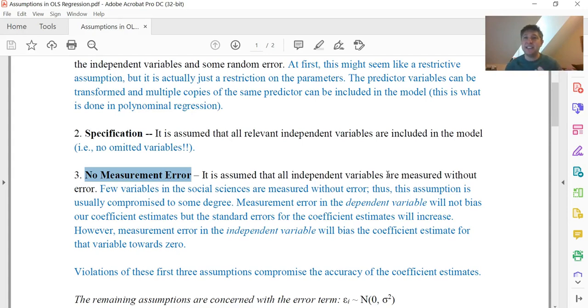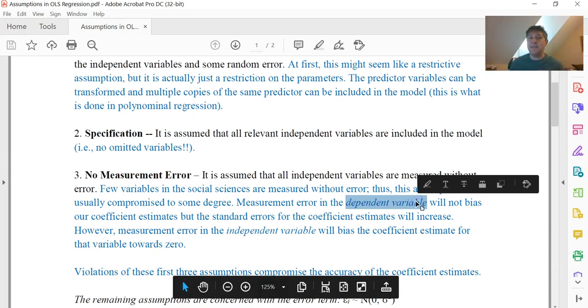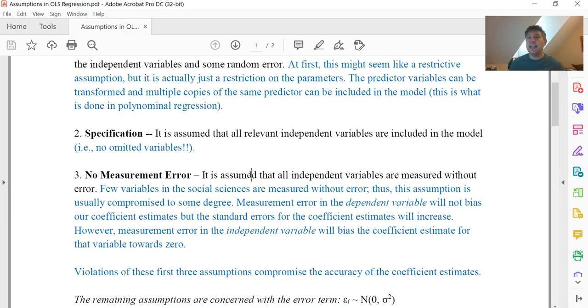And so the consequences of this assumption depend on whether the measurement error is occurring in the dependent variable or in the independent variable. If the measurement error occurs in the dependent variable, our coefficient estimates will still be unbiased, but the estimate will become less precise. The standard errors will actually increase. Now, if the measurement error is in the independent variable, it will attenuate the effect for that coefficient estimate, so it'll actually bias the coefficient estimate towards 0.